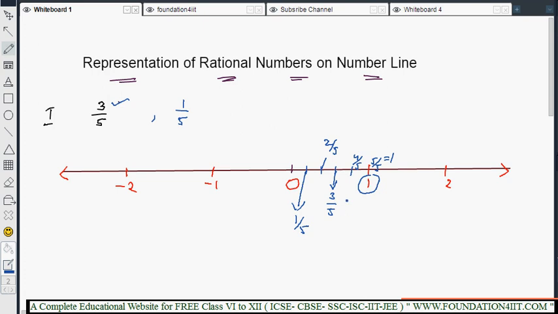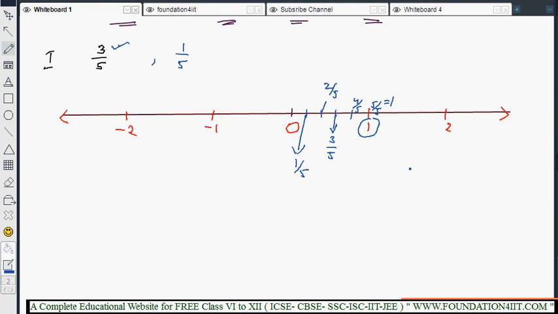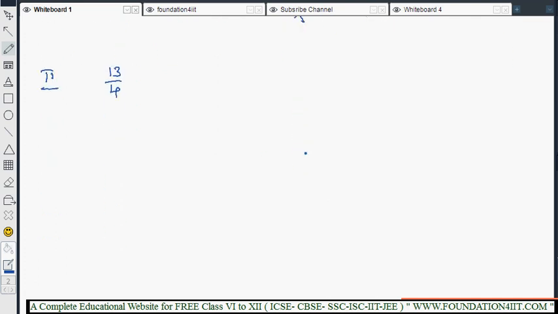Now this is a positive proper fraction. So in this we have improper fractions. If it is an improper fraction, we can convert it into a mixed fraction, then we need to represent it on a number line. Okay, in the second part we'll see, if it is an improper fraction, how we need to represent it on the number line. Let us take 13 by 4. I'm taking the number 13 by 4. So how do we represent 13 by 4 on a number line?